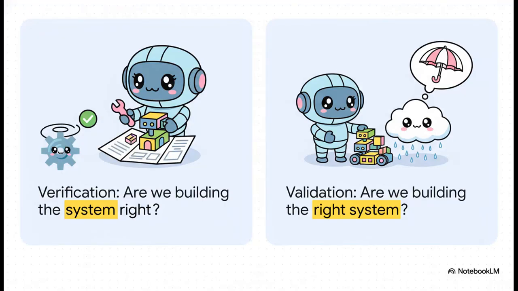Now, this is a really fascinating distinction, especially between the V and V in TEV. Verification asks a pretty straightforward question. Are we building the system right? In other words, does it meet all the technical specs we wrote down? But validation asks a much bigger question. Are we building the right system? Does it actually solve the real-world problem for our users and do it safely and effectively? You absolutely have to have both.